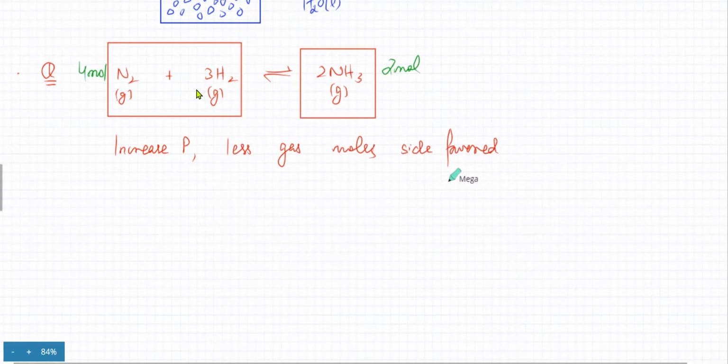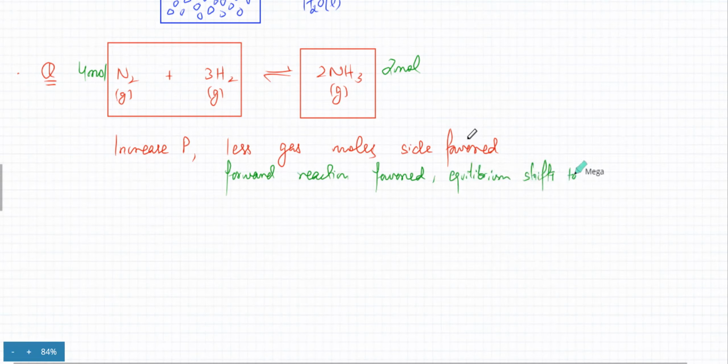So if the reaction moves in the backward direction, you get 4 molecules of gas. If the reaction moves in the forward direction, you get 2 molecules of gas. So the side with fewer gas moles is favored. That means the forward reaction is going to be favored in this case. So the forward reaction is favored and equilibrium shifts to the right side.